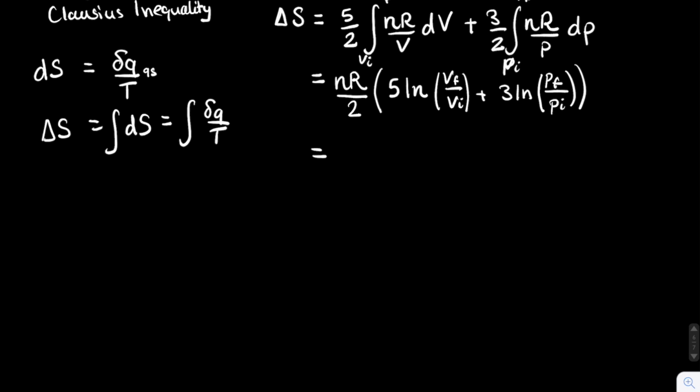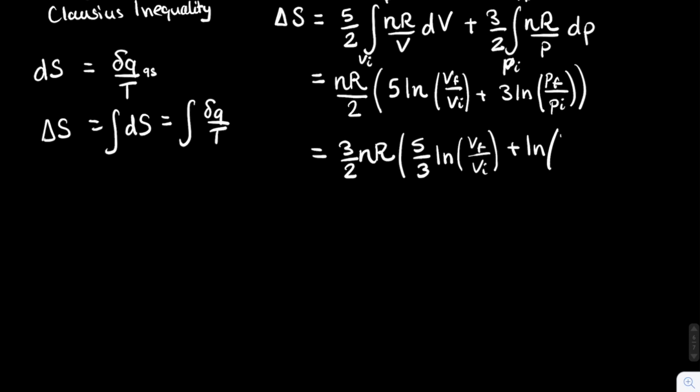Okay, so now I'm going to try and divide everything in this bracket here by 3. And if I do that, then I'm going to have to multiply this term by 3. So I'm going to get 3 over 2 nR, so that's been multiplied by 3. Everything in this bracket here is now divided by 3. So we're going to get 5/3 ln Vf over Vi plus ln Pf over Pi.